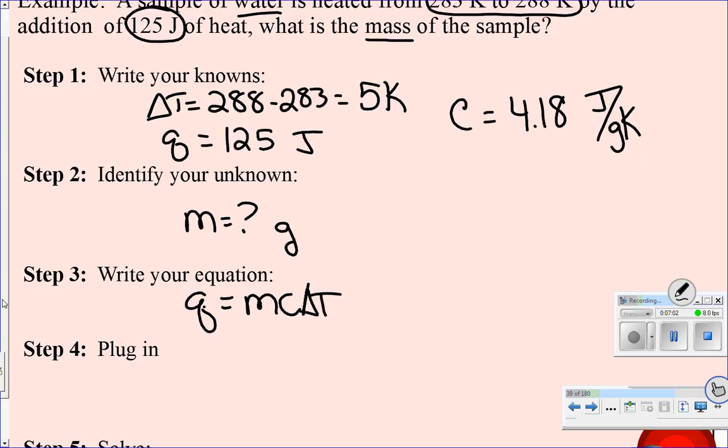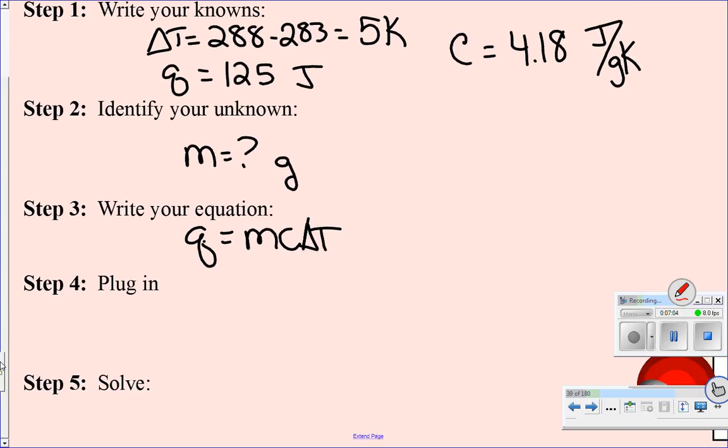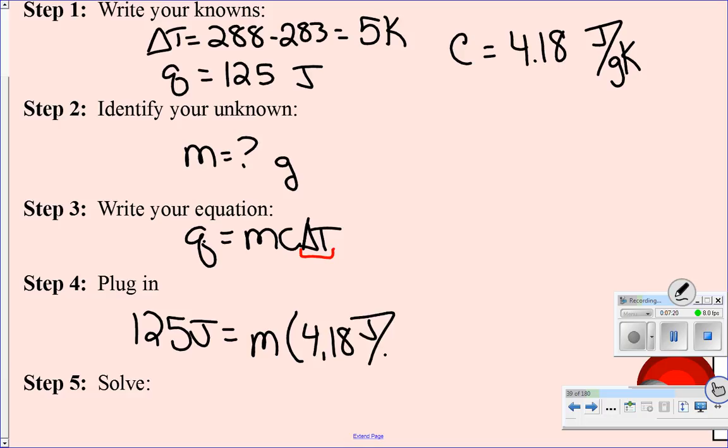So Q equals mc delta T is our formula. Remember, delta T is really one variable. Some people think they need to plug two things in there, but you don't. So Q is 125 joules. M is my unknown. C is 4.18 joules per gram Kelvin. And my delta T is 5 Kelvin.